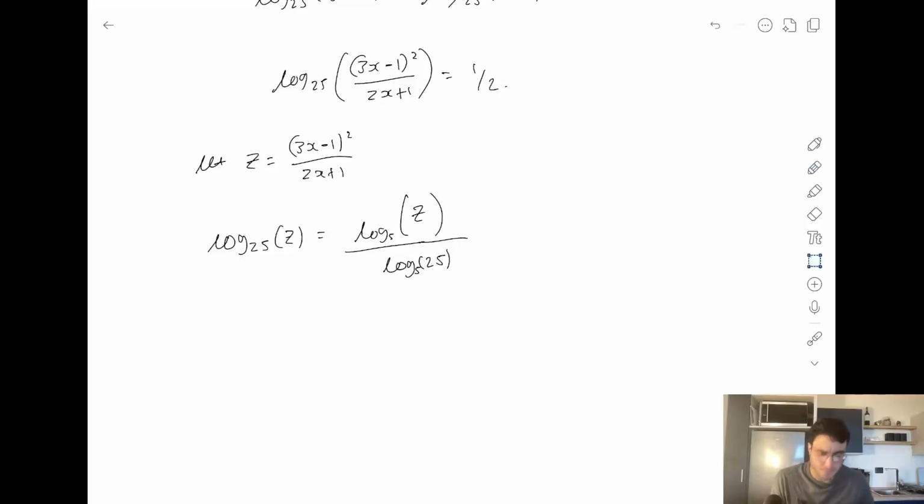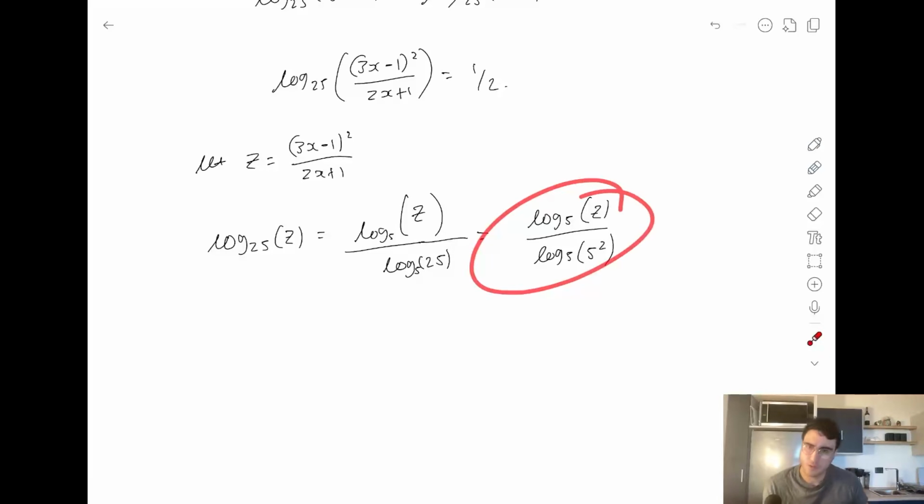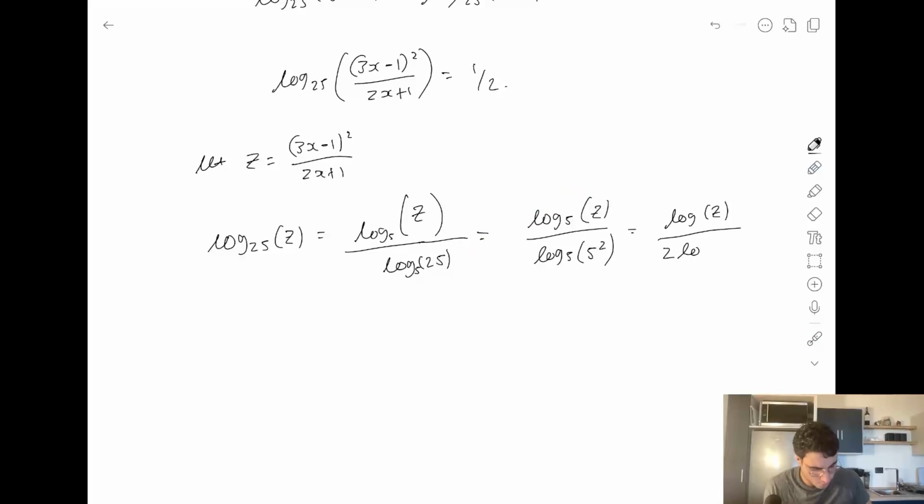But now there's another issue. What is that issue? Well, we have log 25 here, and we don't know how do we break that down? Well, we can say that that's going to equal 5 squared, right? And then what can we do? Well, we can say that we have log z over 2 log 5. Interesting.